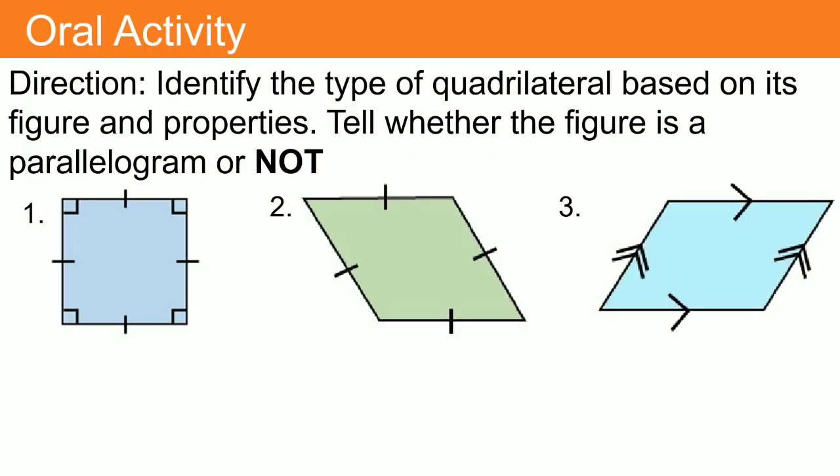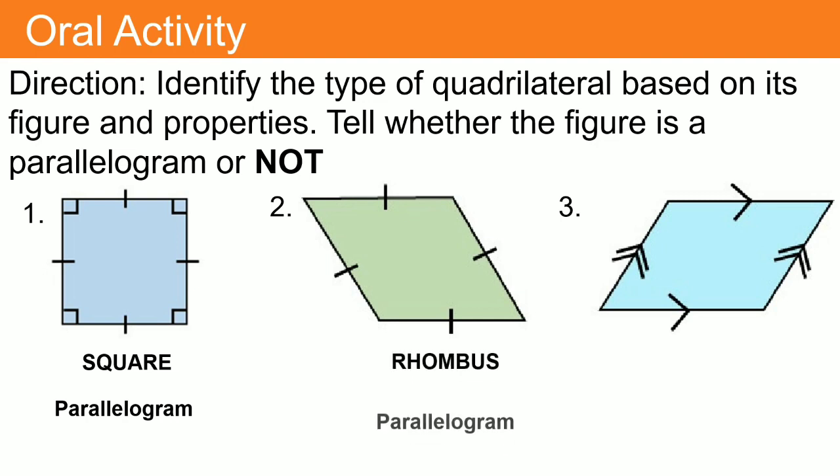Okay, so let's have an activity. This is activity number 2. You have to identify the type of quadrilateral based on its figure and properties. Tell whether the figure is a parallelogram or not. For number 1, is it a parallelogram or not? It is a square and it is a parallelogram. Number 2, what type of quadrilateral is this? Is this a parallelogram or not? Okay, very good. Rhombus, and this is a parallelogram.